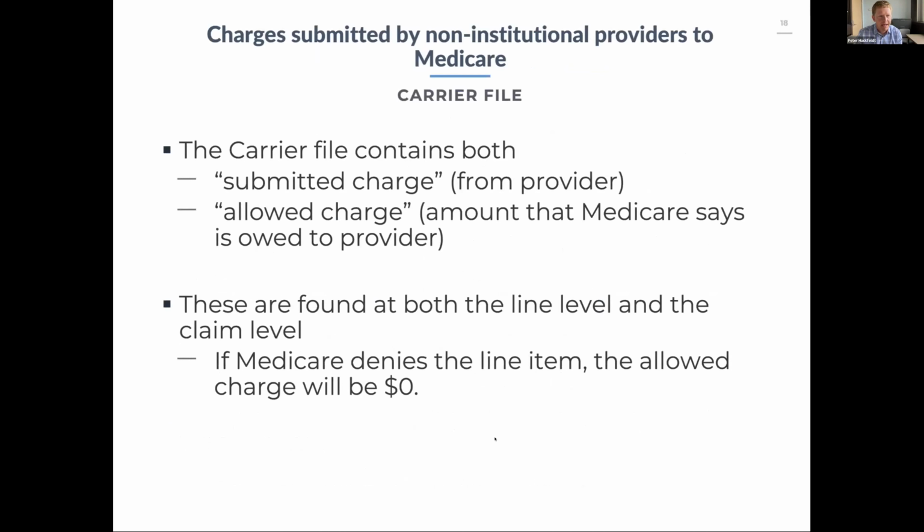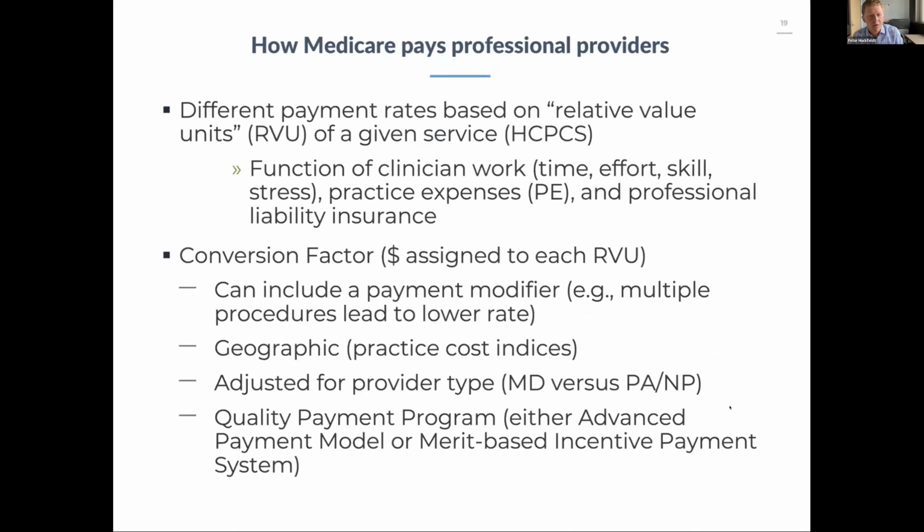So first, let's just talk about the submitted charge and the allowed charge on the carrier file. The allowed charge is basically going to be equal to, I believe, the actual payment amount from Medicare to the provider plus the cost sharing paid by the beneficiary. One interesting thing here is that if Medicare denies a given line item, so a given service, saying that this shouldn't be covered, you can see that the allowed charge will be 0 here. So that's what the provider says the service costs.